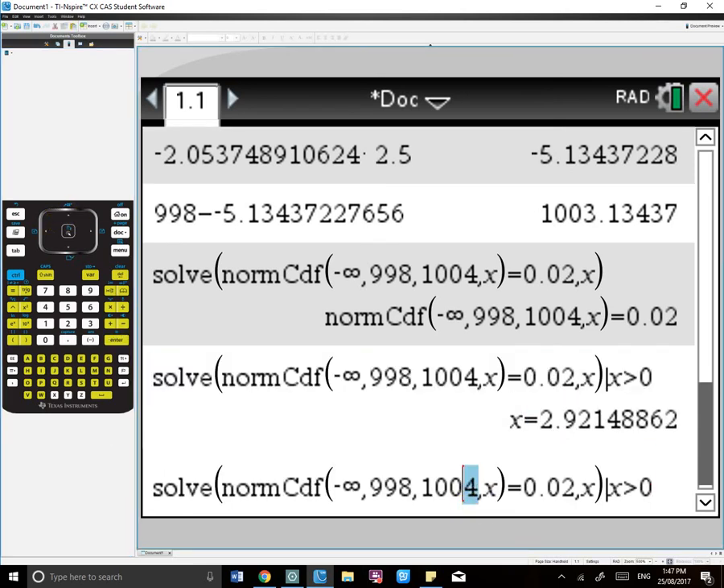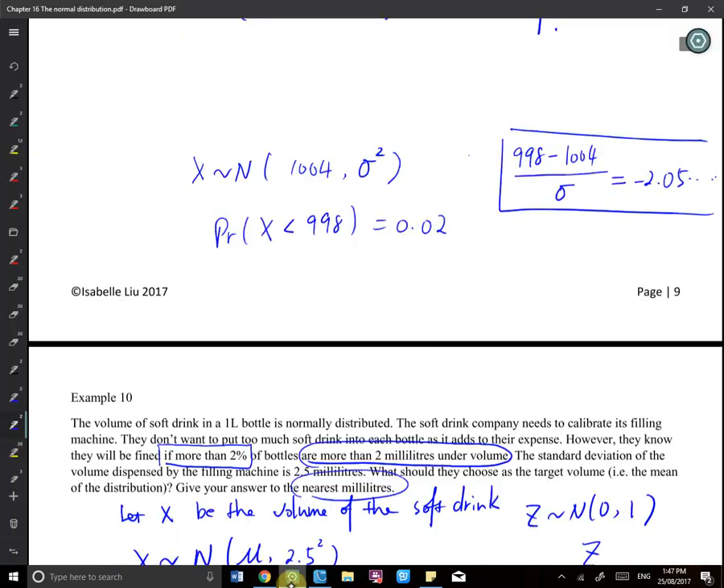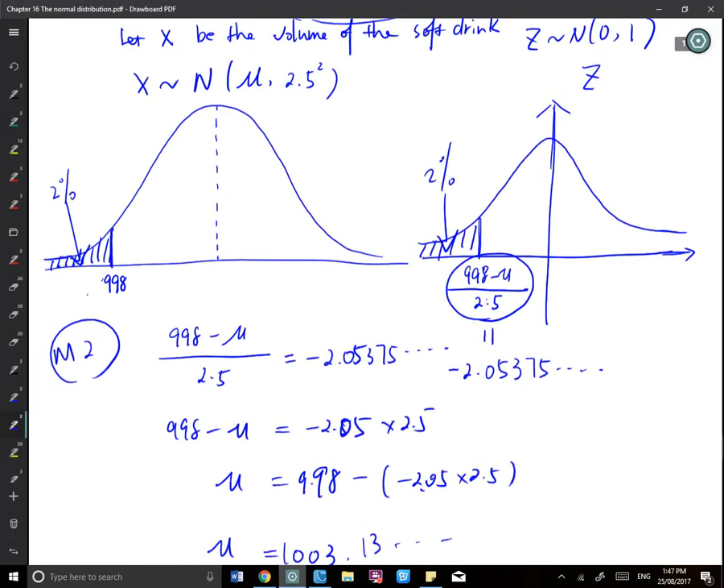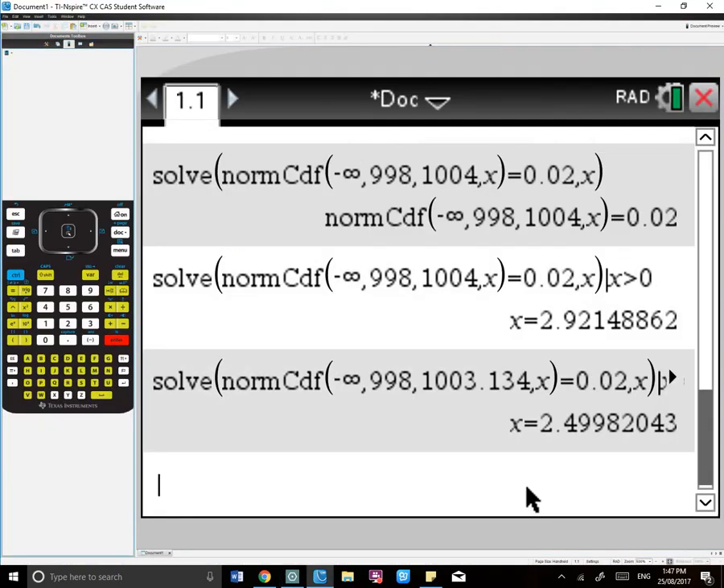What's the value before? 1003.134? Is that the answer? Oh no. What's the exact answer? 134? Let's keep it like that. That's approximately 2.5. See, we get the correct answer. I've just used a wrong number, like 1004. So that should give you 2.5. If you give more decimals at the back, you'll be very close to 2.5.